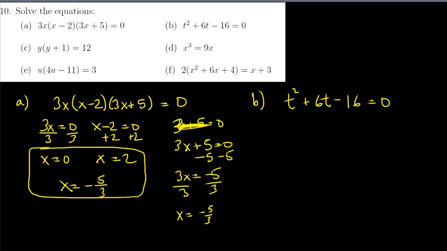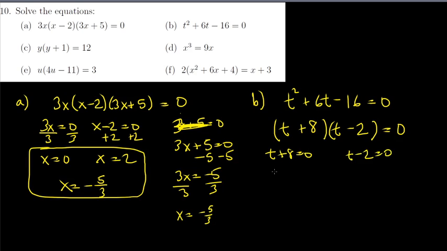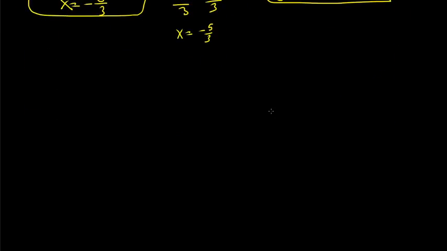Okay, so part B, we have t squared plus 6t minus 16. And it does equal 0, but this is not factored. So we have to factor it. And so what two numbers multiply to negative 16 and add to positive 6? So it's not 16 and negative 1. I think it has to be 8 times negative 2 is negative 16, right? And 8 minus 2 is 6. So either t plus 8 equals 0 or t minus 2 equals 0. So t is either going to be negative 8 or positive 2. And that's part B.